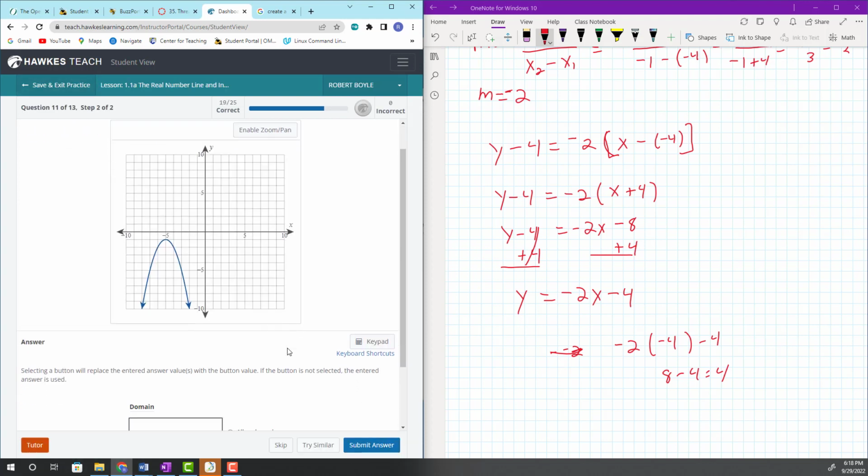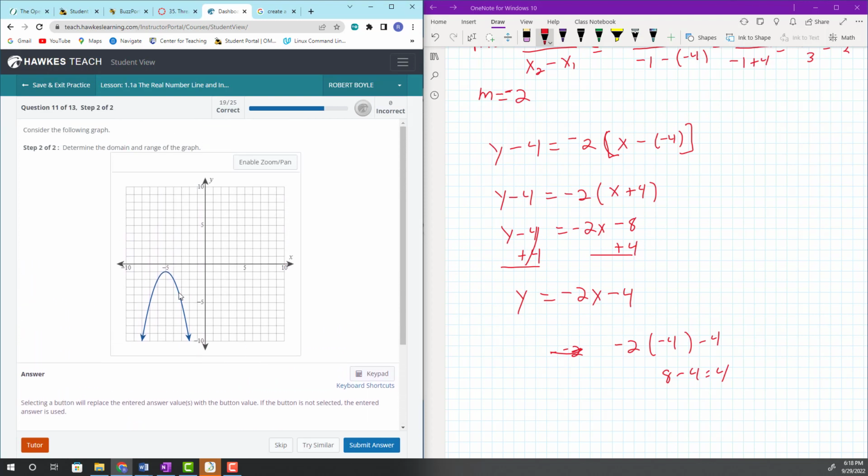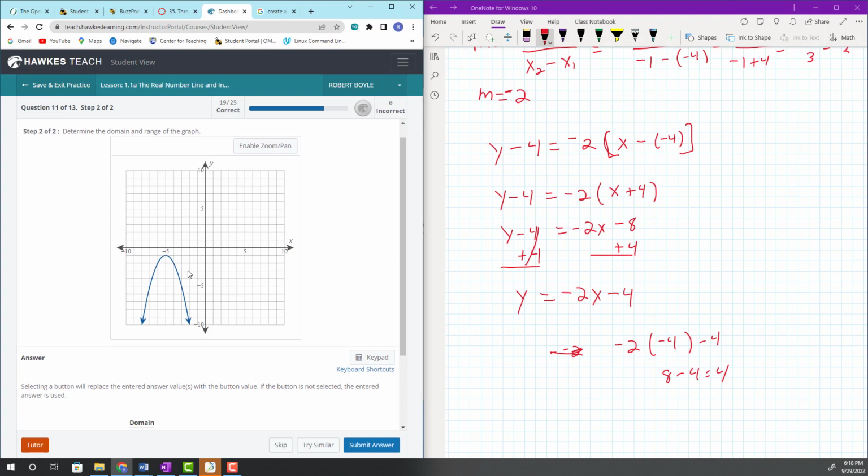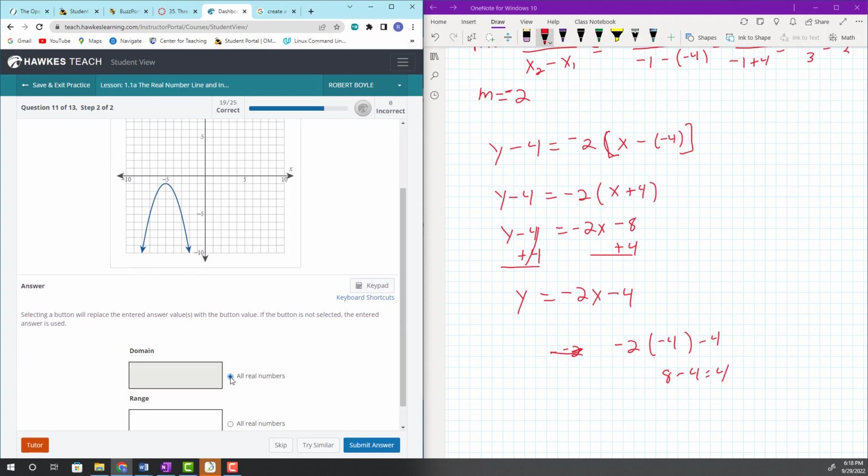Now we need to determine its domain and range. Now notice that these arrows go down and to the left forever, and this arrow goes down and to the right forever. So eventually it's going to take in every single real number on the x values. So the domain for this function is going to be all real numbers.